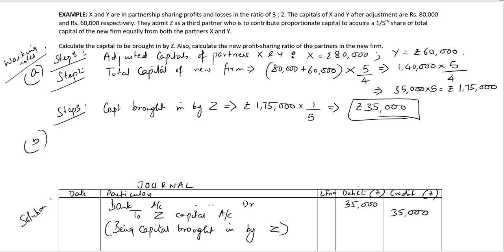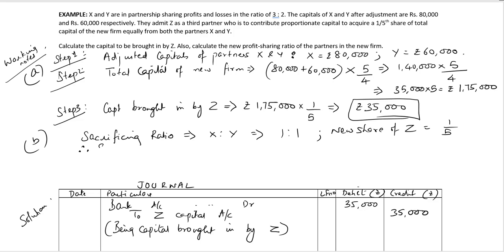The second part of the sum is to calculate the new profit sharing ratio. It says to acquire a 1/5 share of total capital of the new firm equally from both the partners. So we know that the sacrifice ratio between X and Y is equal, or in other words 1:1. The new share of Z we know is 1 divided by 5. Hence, sacrifice of X is equal to the sacrifice of Y, which is 1/5 multiplied by 1/2, equal to 1/10.